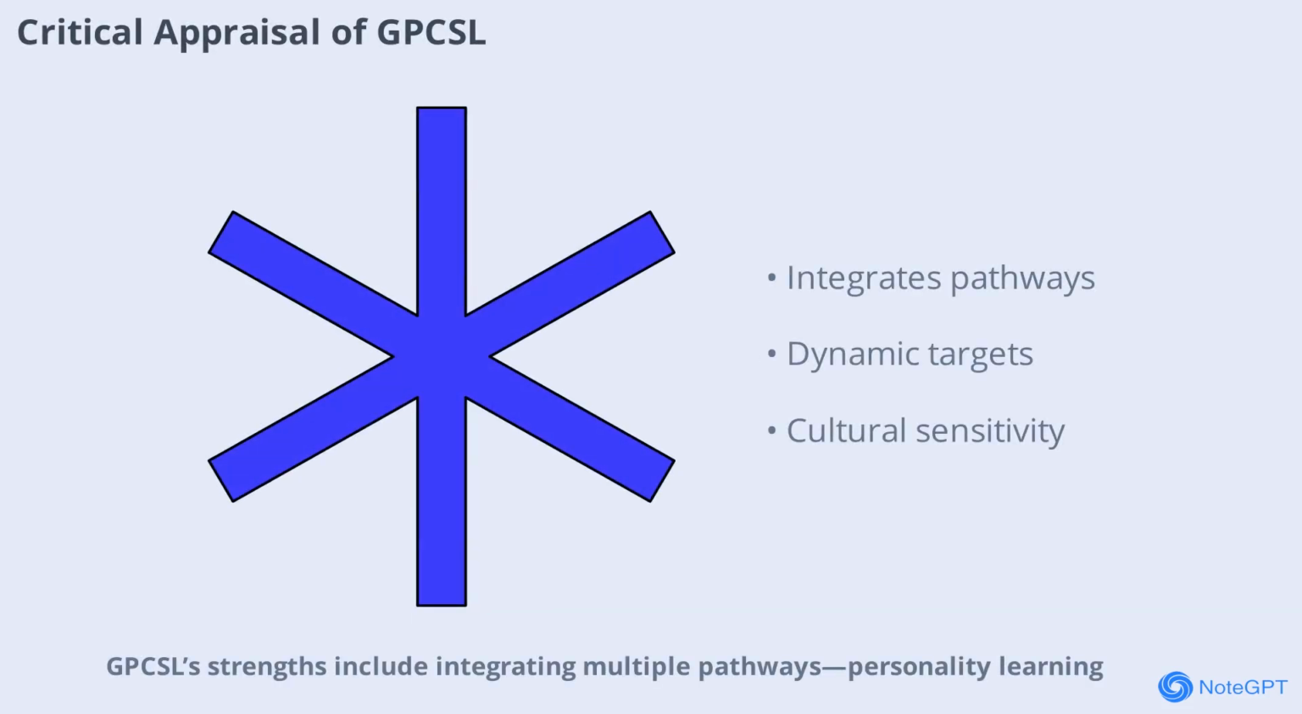GPCSL's strengths include integrating multiple pathways, personality, learning, and environment, and identifying dynamic targets for intervention. It's supported by evidence that the central 8 predict recidivism. However, it may underweight macro-structural drivers like poverty, risk responsibilizing individuals, and faces challenges in measuring attitudes and associates. Culturally sensitive application is also needed.